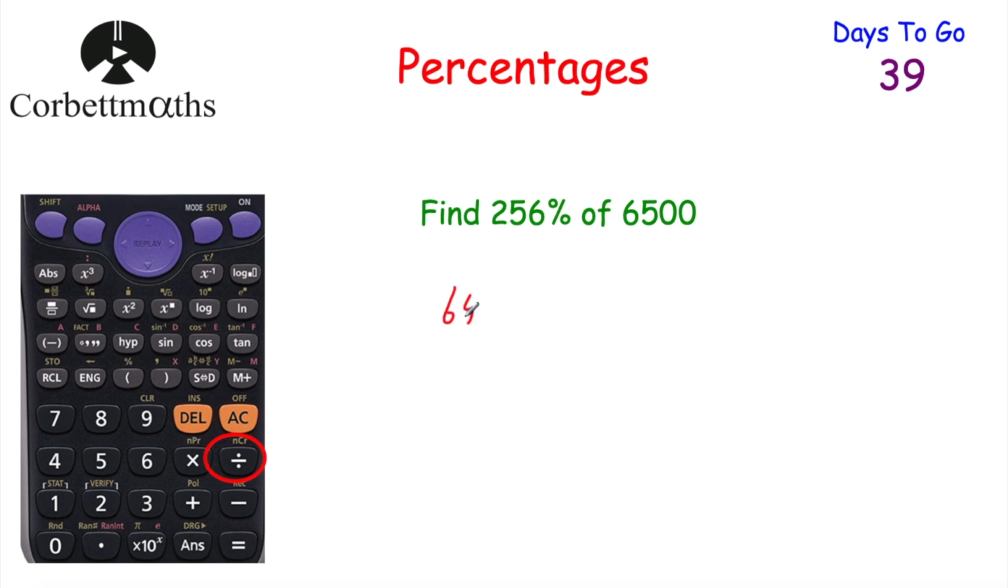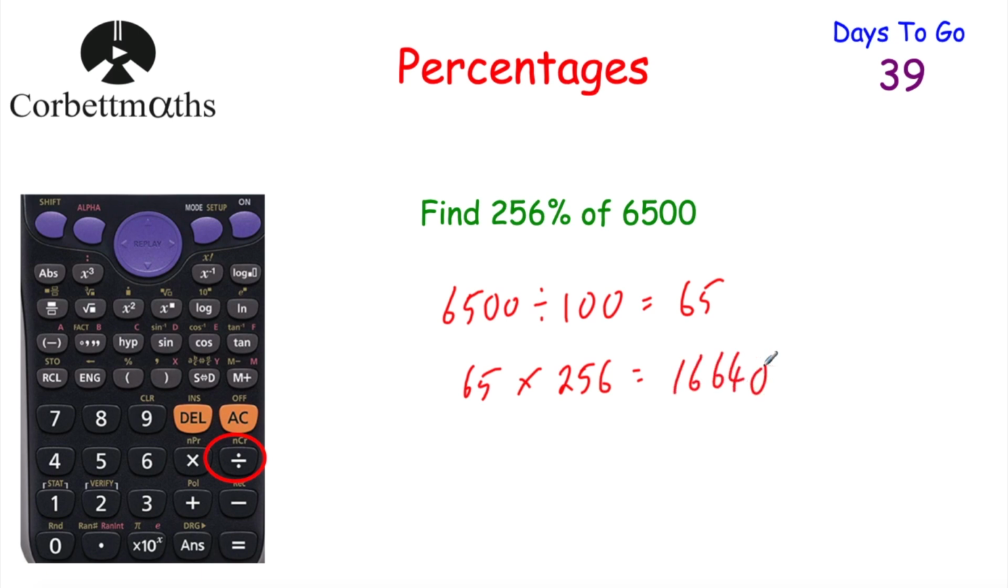Okay, so again, we could take our 6,500 and divide by 100 to find 1%. That's going to be equal to 65. And then take that 65, the 1%, and multiply it by 256. And when we do that, we get that's equal to 16,640. So that means that 256% of 6,500 would be 16,640.